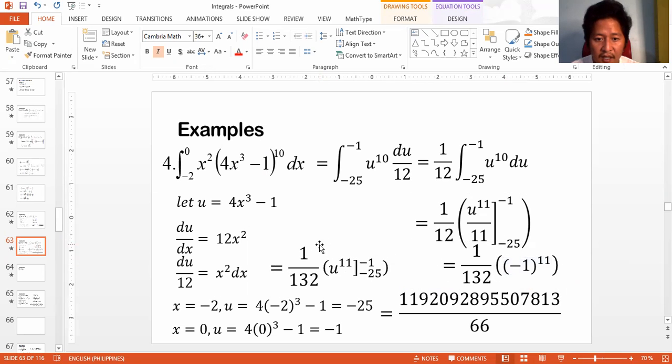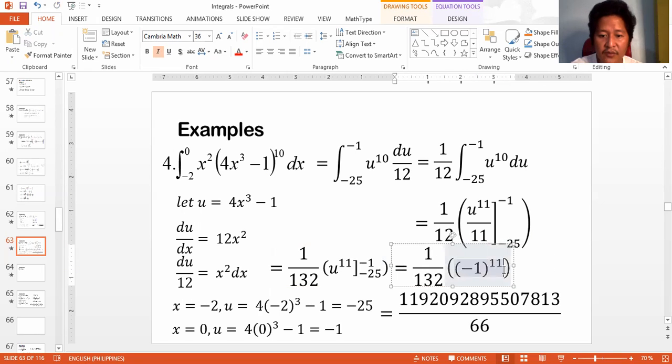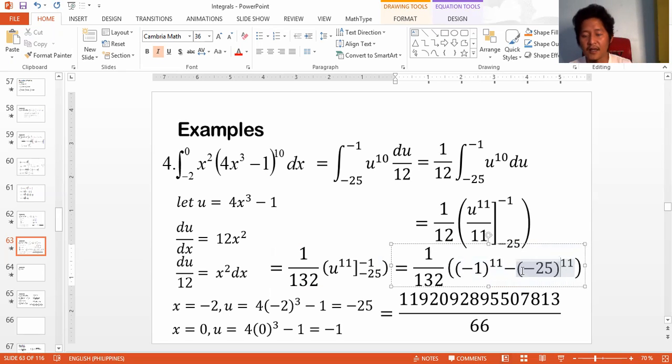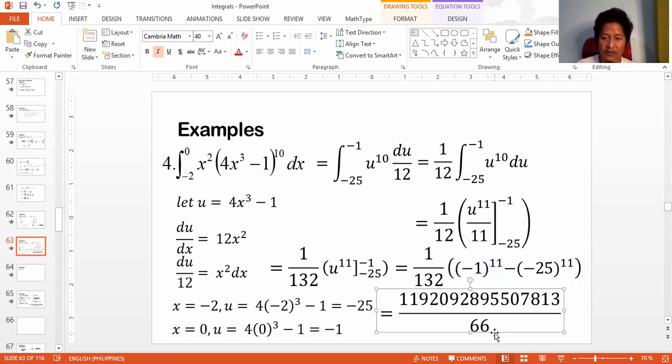Move pa natin, mukhang kulangan tayo ng space dito. Okay. Tapos, when u is yung lower limit natin, which is negative 25. Okay. Tapos, pag pinrest natin yung calculator, ito, negative 1 raised to 11, negative 1. Ito, negative 25 raised to 11 is malaking value yan. So, I just place it in the calculator times negative, so this becomes positive. Parang minus 1. So, ito na yung kinalabasan yan. And then, divide by 132. So, ito yung kinalabasan na.